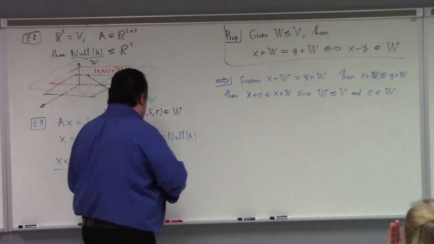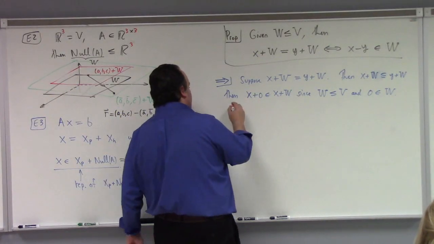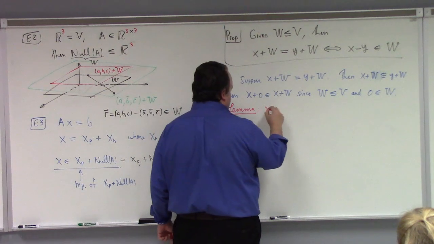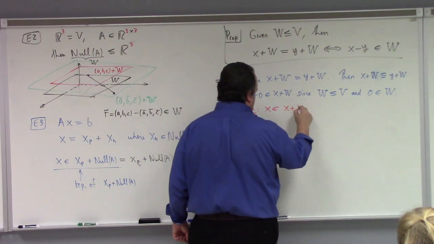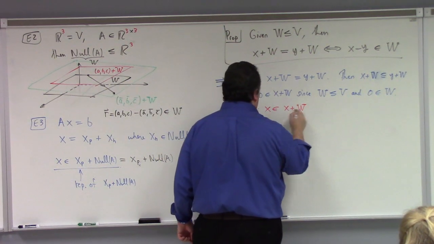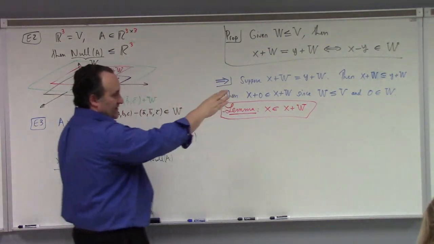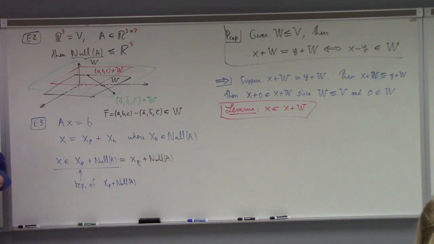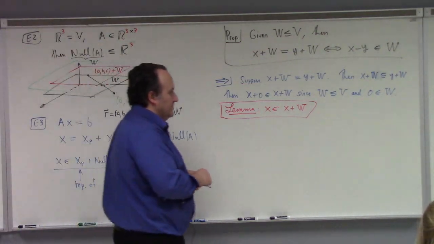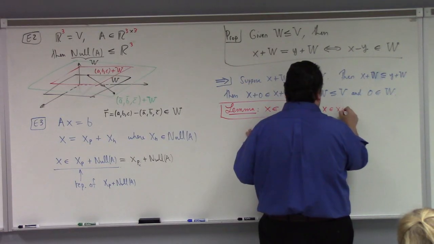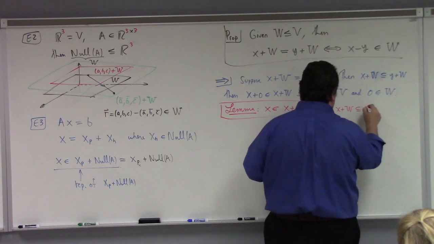Let us set this aside as a lemma that we will use again and again. Lemma: x is an element of x plus W. We just proved that lemma right there. Let's remember this, so I don't have to keep doing that. So what does that give me? So x is an element of x plus W, which, by the way, is a subset of y plus W.